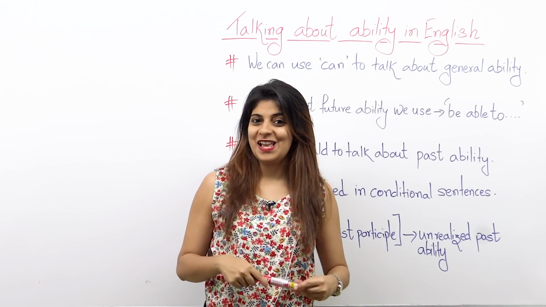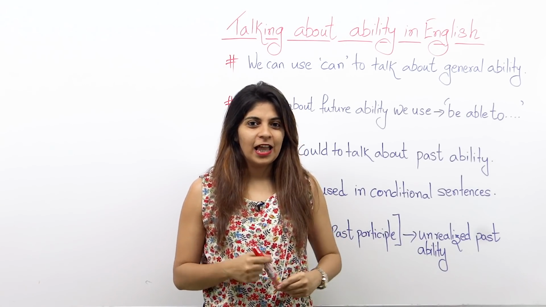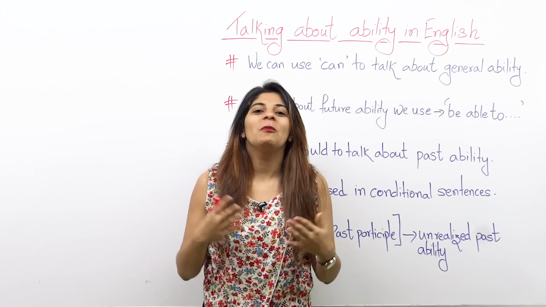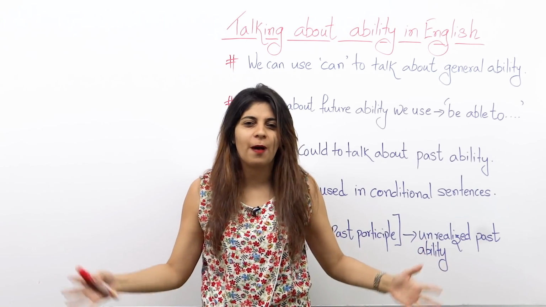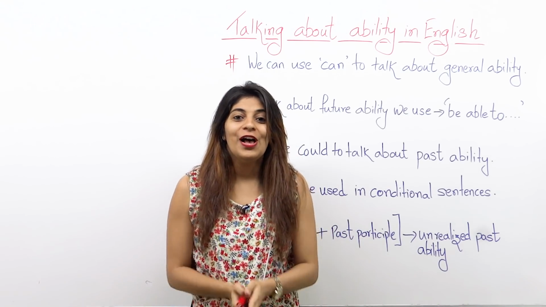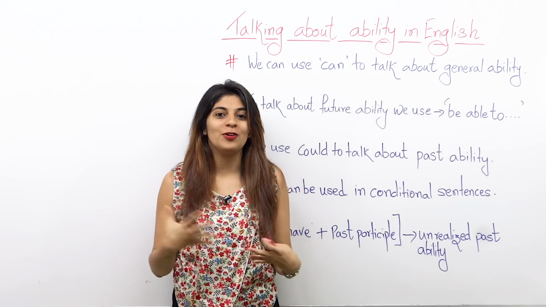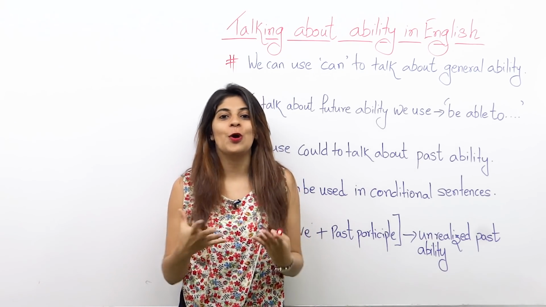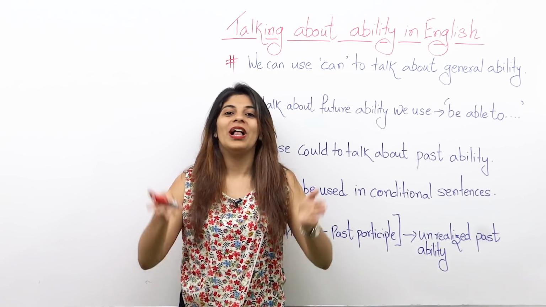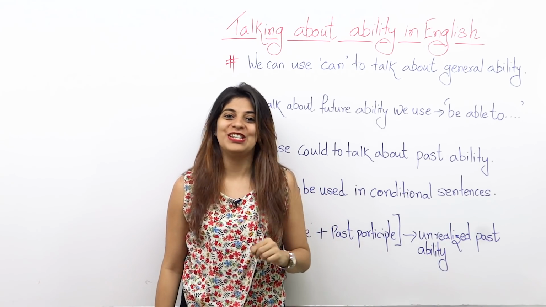Can you dance? Can you play music? Can you knit? Well, we all talk about our abilities. We love to boast about the things that we can do. So in English, how do you talk about your abilities? What exact grammar structure do we use to talk about our abilities? Well, that's what we are going to learn in today's lesson.